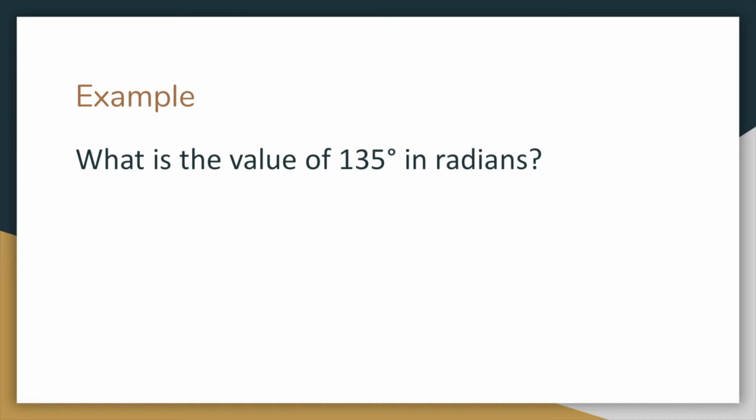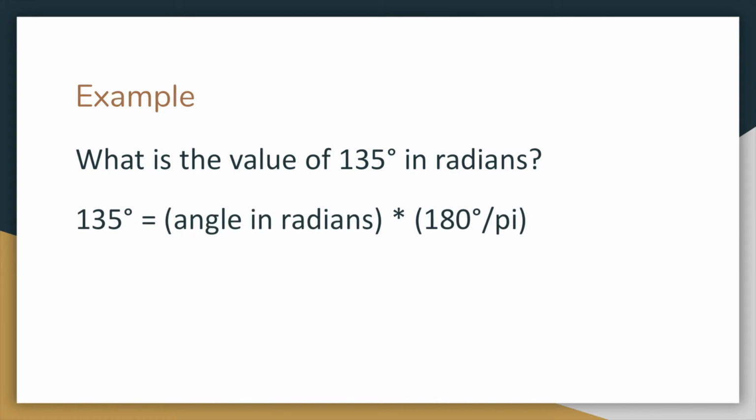Well, we first have to set it up in the form of the angle in degrees equals angle in radians times 180 degrees over pi. Substitute in our given numbers, and we're left to solve for the angle in radians. In order to isolate the angle in radians, we have to multiply each side by the reciprocal of 180 degrees over pi. We get 135 times pi over 180, which can be simplified. And we are left with the angle in radians equal to 3 pi over 4.